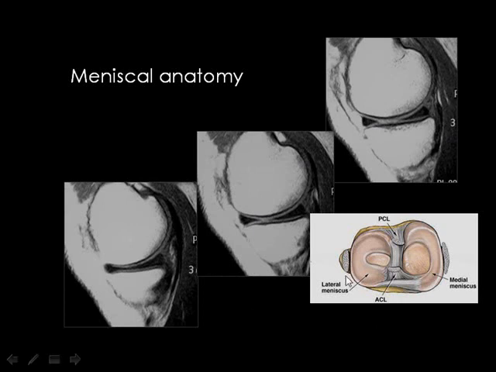Medial meniscus. And this part is the anterior horn, and this is the posterior horn, and this is the meniscal body. Okay, whenever you see that there is no gap, this is the meniscal body.